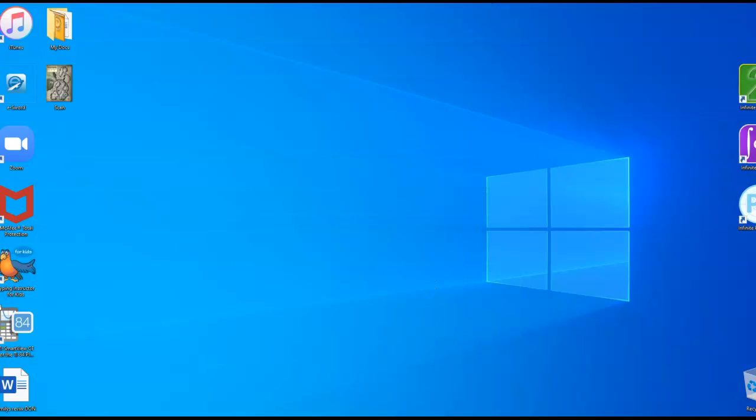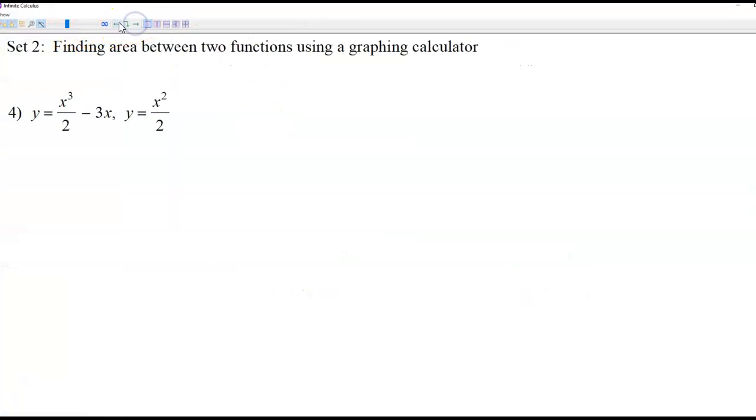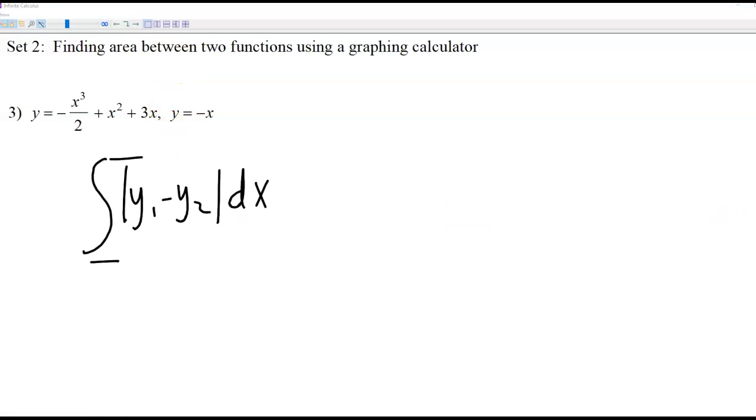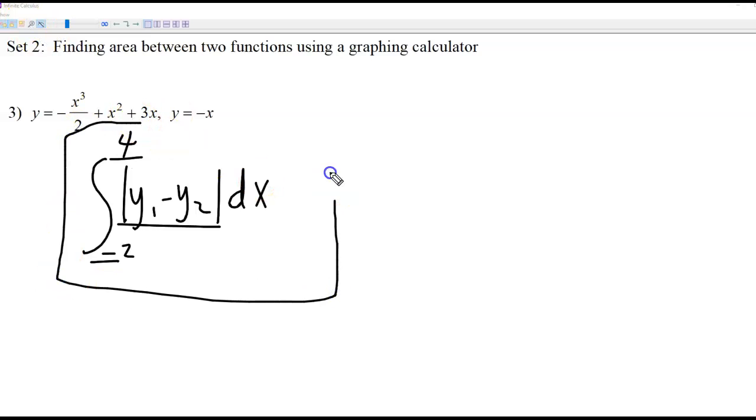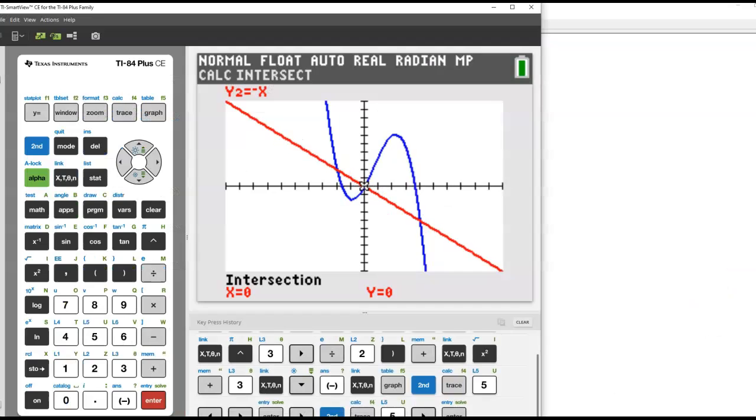So coming back to this problem then, we now know that they start crossing at -2, then they cross at 0 again, but since we're doing it on a calculator and we're using absolute value, we don't have to break this up into 2 separate integrals. We can just stop at the last one, which is here. And this is what I'm going to be typing into my graphing calculator to find the final answer. So much easier. Let's go ahead and do that.